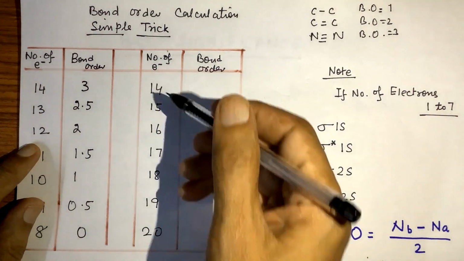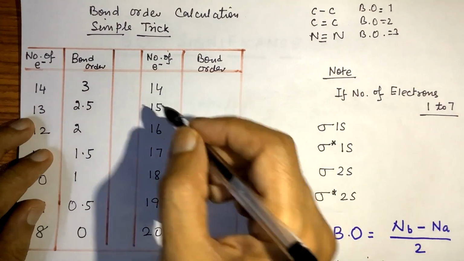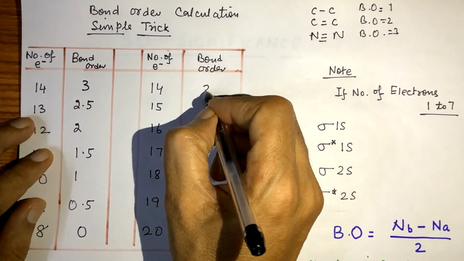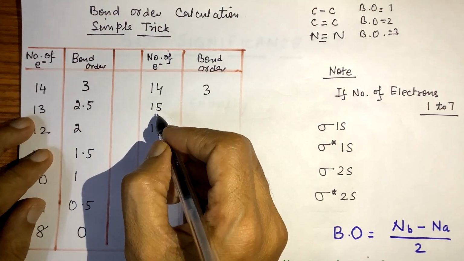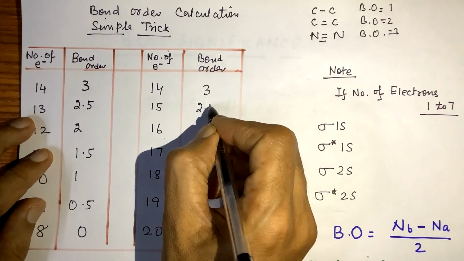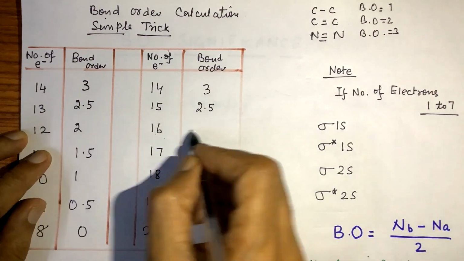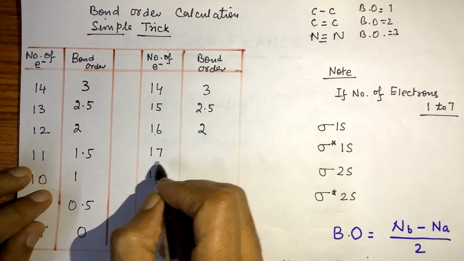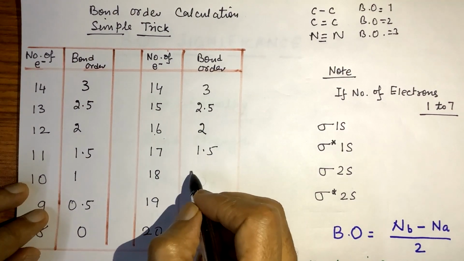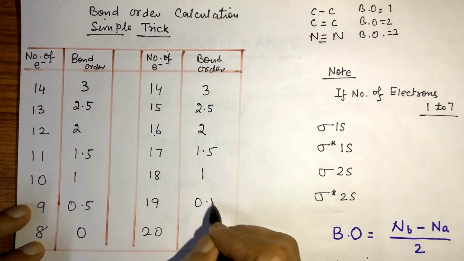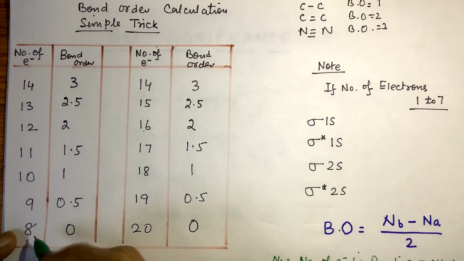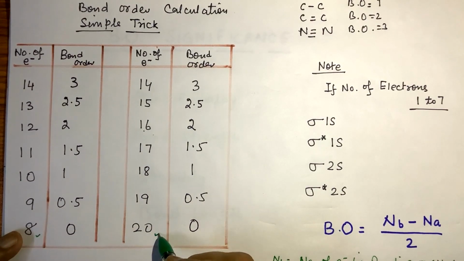And if the number of electrons is more than 14, then we again prepare a table. For 14, it is 3. For 15, we decrease it by 0.5 and it becomes 2.5. For 16, it will be 2. For 17, it will be 1.5. For 18, it will be 1. And for 19, it will be 0. So this is the simple trick for number of electrons from 8 to 20.